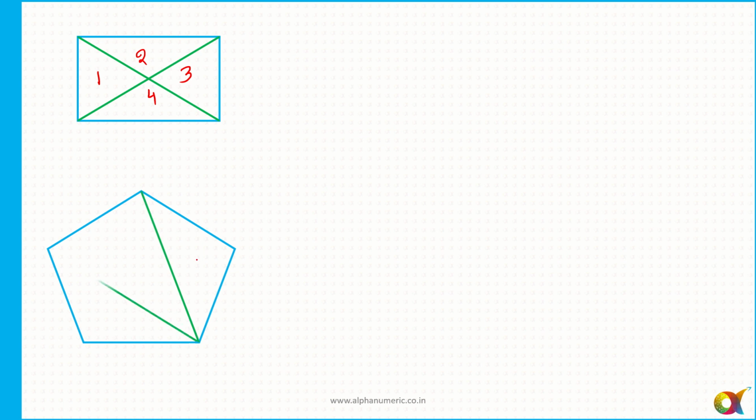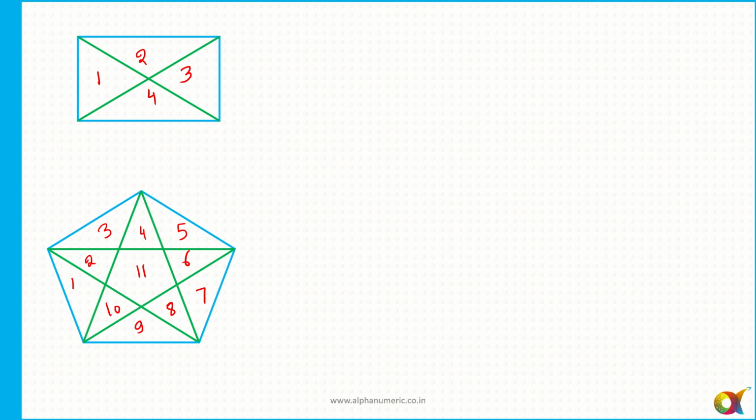Let's see it here. I'm drawing the diagonals from all the possible points. So these are all the points here. If I start writing 1, 2, 3, 4, 5, 6, 7, 8, 9, 10 and 11, there are a total of 11 regions.